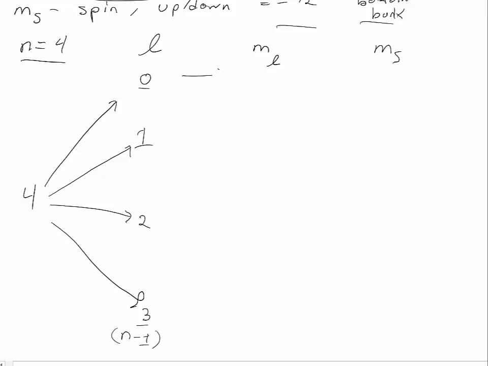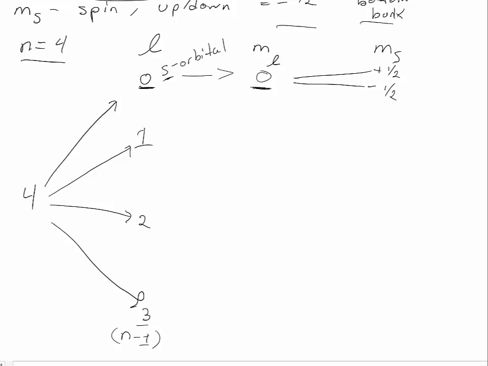If l is 0, m sub l can only be 0. So this is a spherical s orbital, of which there is only one. So there is only one m sub l value for any s orbital, because the l of any s orbital is always 0. There's only an m sub l of 0 for an s orbital. However, this has two possible values for m sub s, plus or minus 1/2.